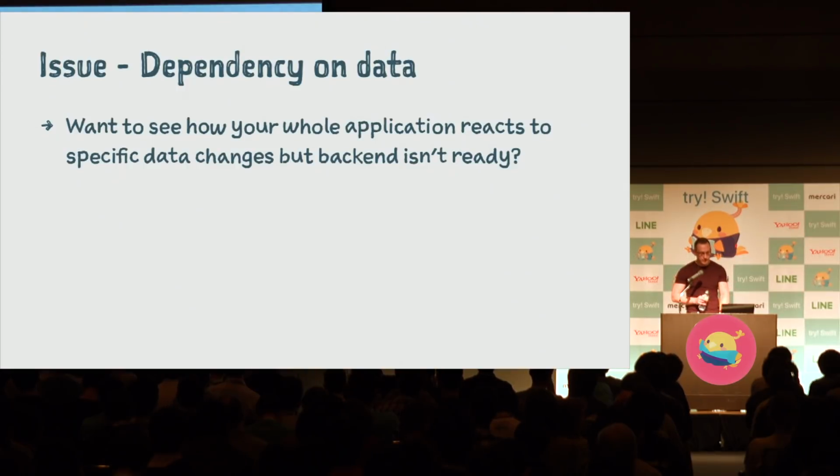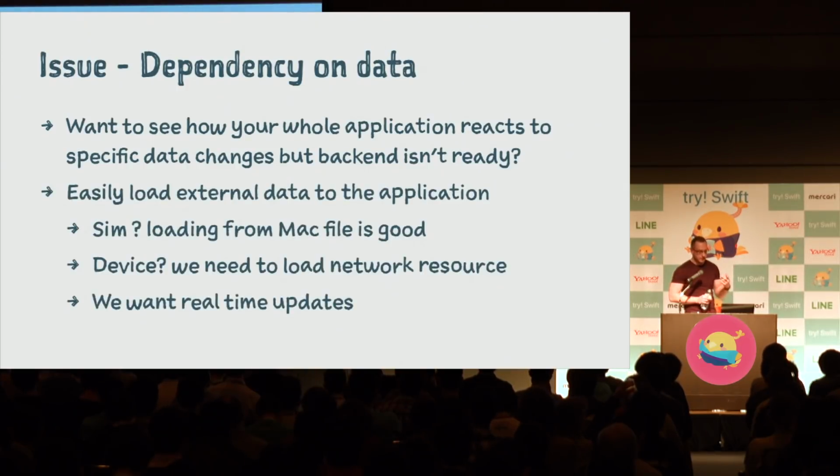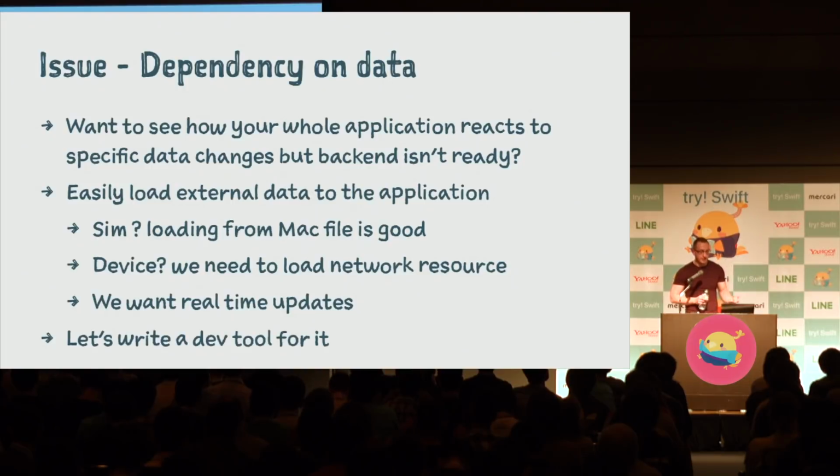So I started thinking about what we would need to do to make this mutation possible. If we have a simulator, we can just load the data locally from a desktop file, for example. But if we are running on a device, we want to be able to load a remote resource. And we want all of that to always have real-time updates. So whenever you save a file, the changes should be reflected in your application. So I thought, let's write a dev tool for it.